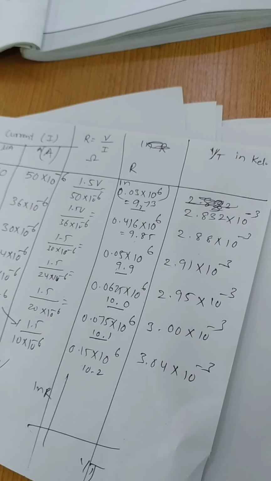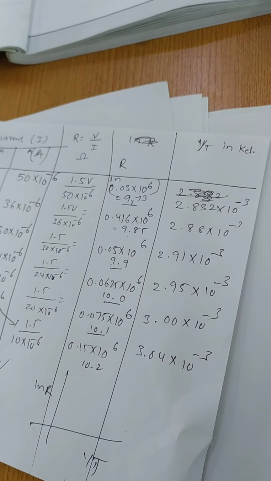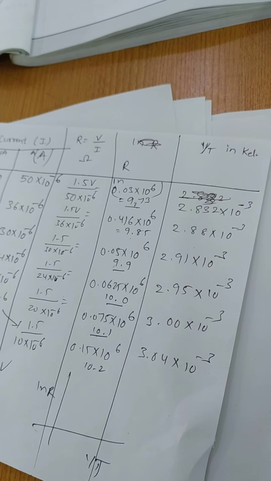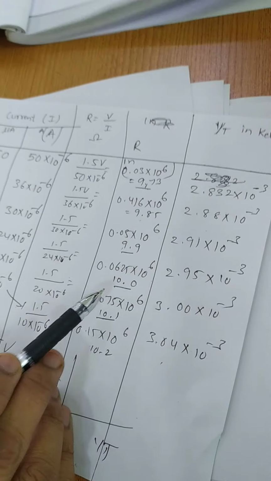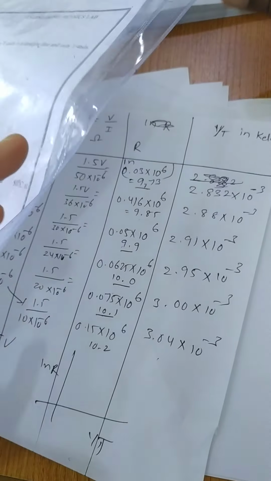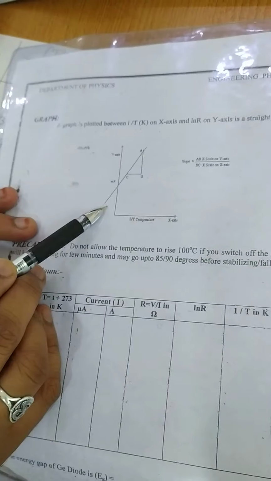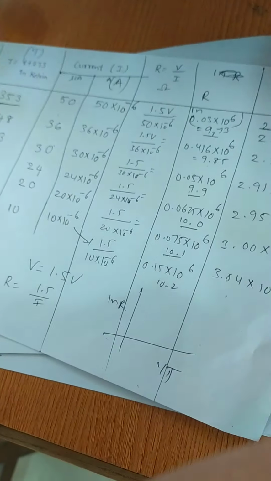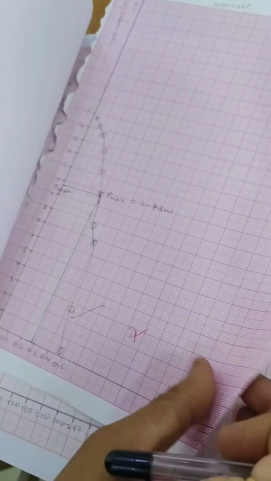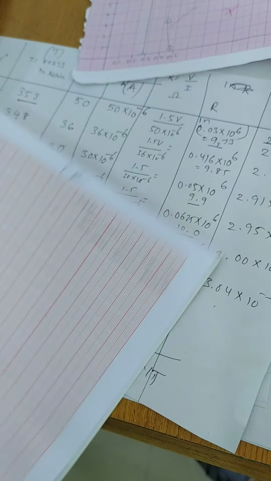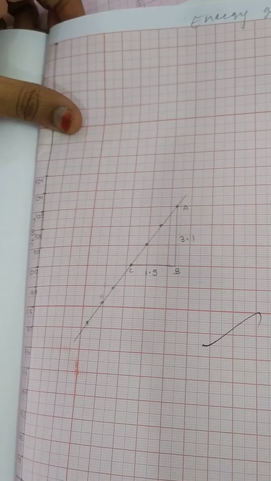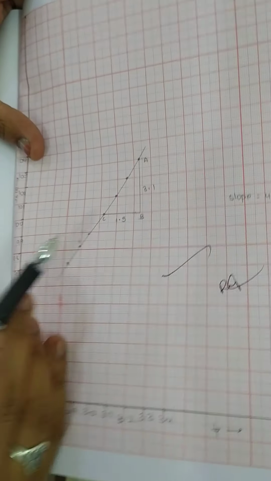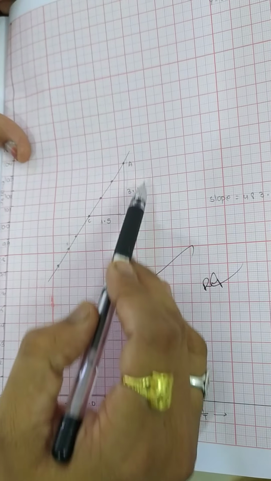So just what you do, I'm going to send the readings and plot the readings, and also I will share the graph also. So just plot the graph between 1 by t versus ln of r. So you will get like this. Okay, I will show you some model graph here. Okay, so this is the model graph, something like this. Okay, so you are going to get a graph like this.